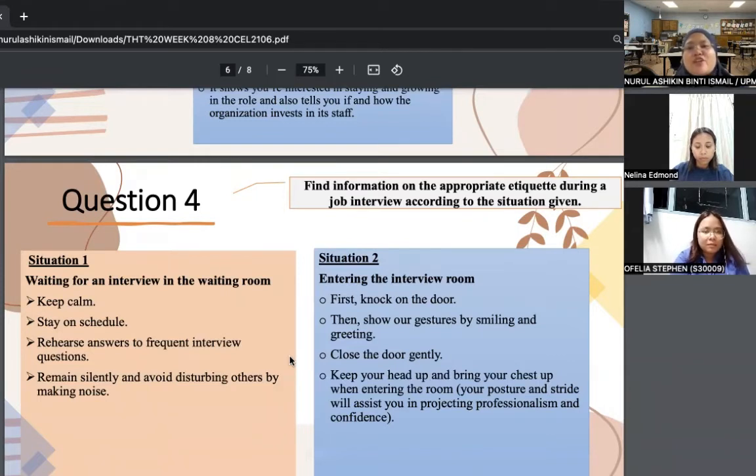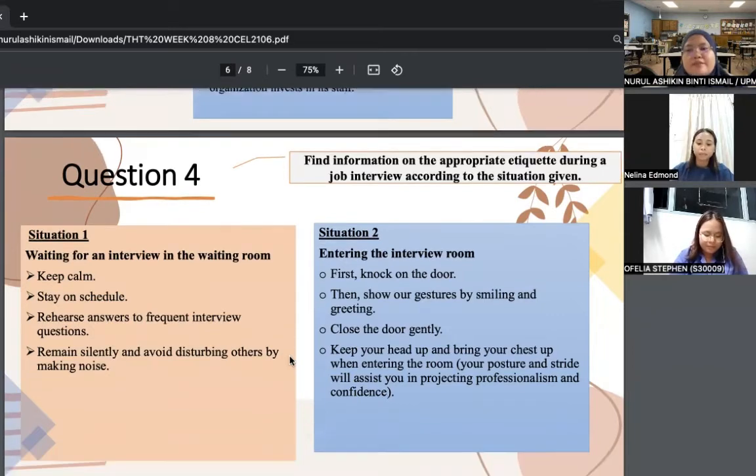After that, close the door gently and then keep your head up and your chest up when entering. This is important to show your posture, and your stride will assist you in projecting professionalism and confidence.